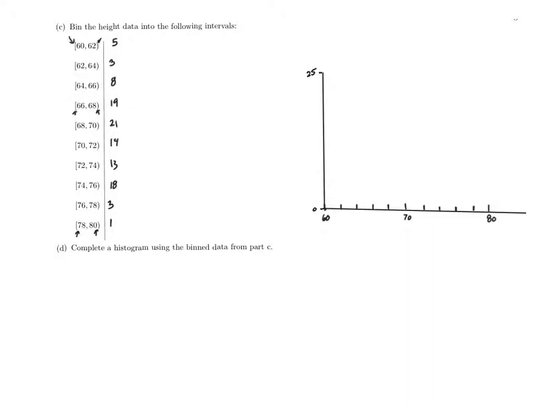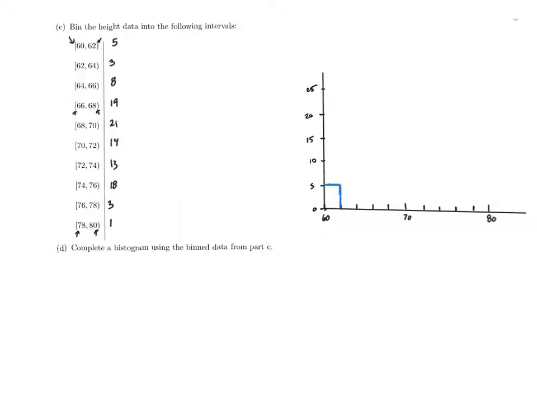I'm going to count by 5s here to make it a little easier. You could count by 1s if you wanted. So we'll do 5, 10, 15, 20. I'm going to move that 25 down just a little bit to make it look a little better. Now I've got all this set up, the next thing to do is draw my bars. My first bar is 5 tall, from 60 to 62.